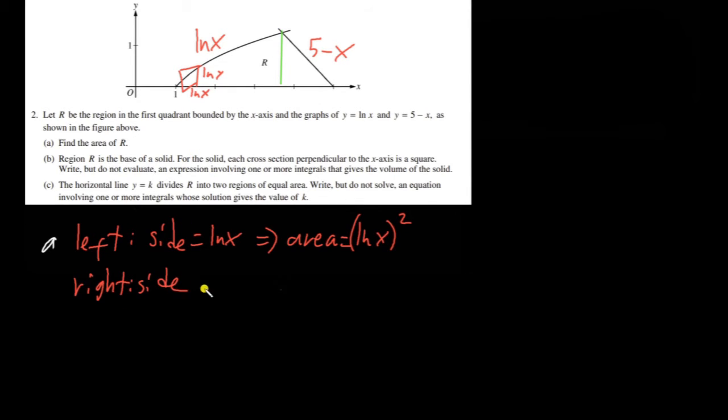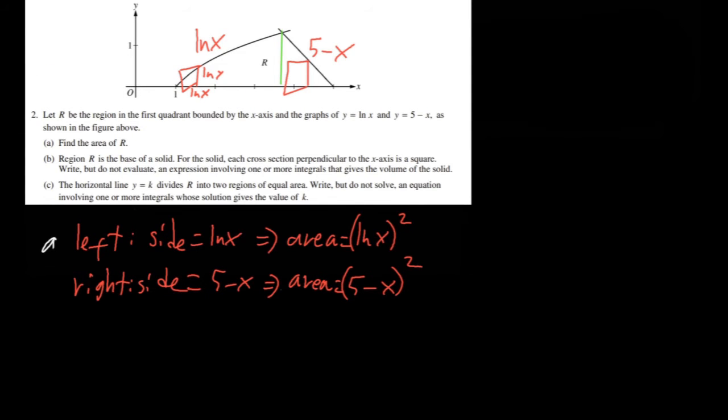And then on the right side, the side is going to be equal to the distance from y equals 0 to y equals 5 minus x, right? So the side is going to be 5 minus x. So the area is going to be 5 minus x squared. Okay? So we have the area of each of these squares, depending on whether you're on this side or that side, the formula for their areas. All we got to do is now integrate them, okay?